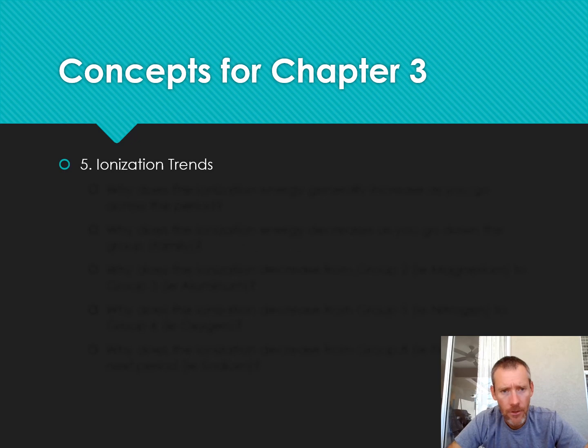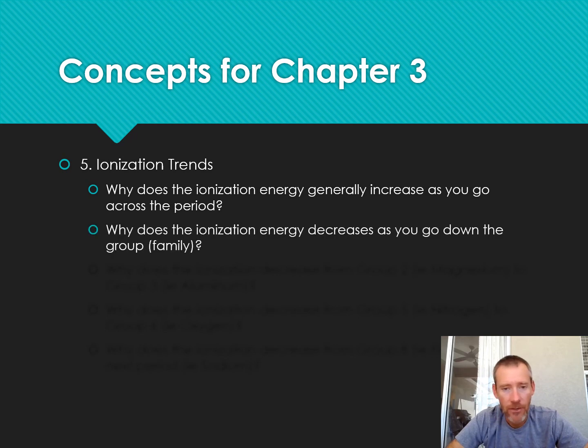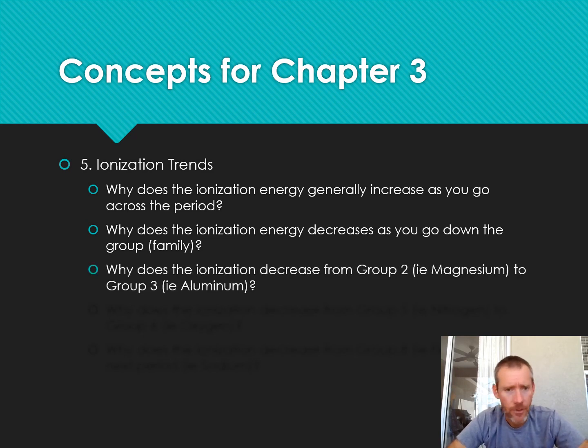You need to know the ionization trends, what we just talked about. Why does ionization energy generally increase as you go across the period? Because you're increasing charge without increasing the size. Why does ionization energy decrease as you go down? Increasing shells. As you get more and more shells, there's more shielding. The distance is further away from the nucleus, so it takes less energy.